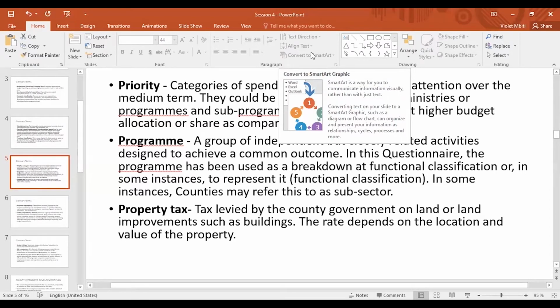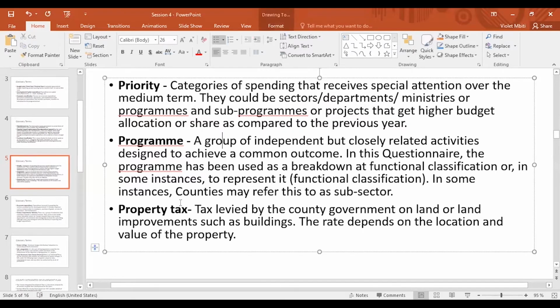So you find that even in the health sector, there are programs. If you look at the agriculture sector, they have programs, and those programs are classified into sub-programs. So these are things that we're going to find when we are looking at the CIDP and the other budget documents.